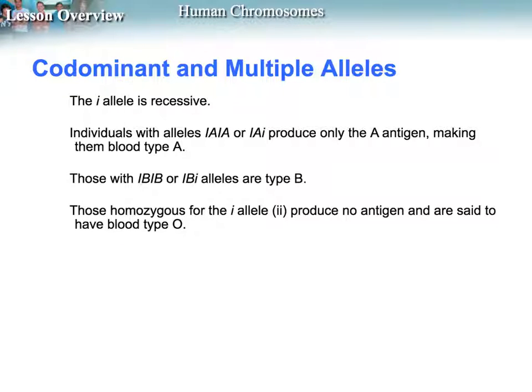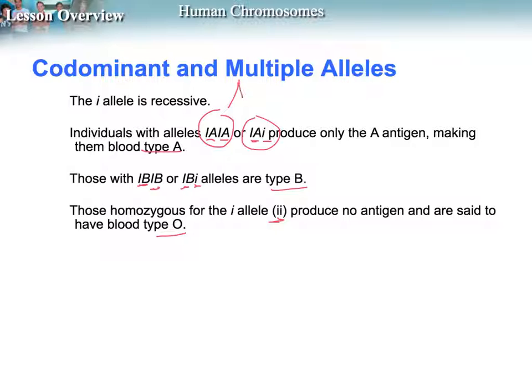So the moral of the story is that if you're going to be blood type A, you can either have 2 big A's or at least 1 big A, which is going to dominate over the little i, which is going to be recessive. And same thing for blood type B. You can either have 2 big B's or you can have a big B, which will dominate over the little i. And then the only way you can be blood type O is if you have the 2 little i's.